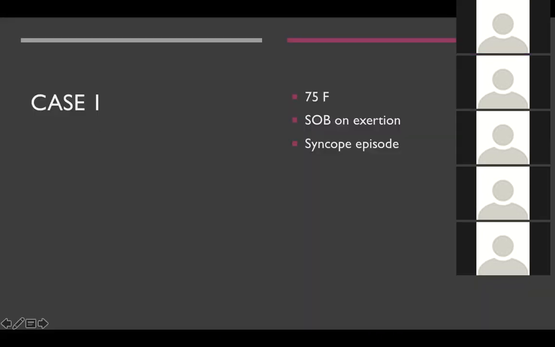Okay, now we're on to case 1. So it's a 75-year-old female with shortness of breath on exertion. And she's presented with a syncopal episode. Are there any differentials that you might be thinking at this point?